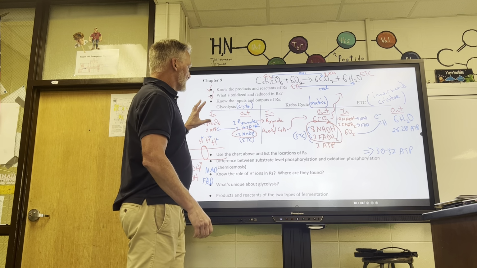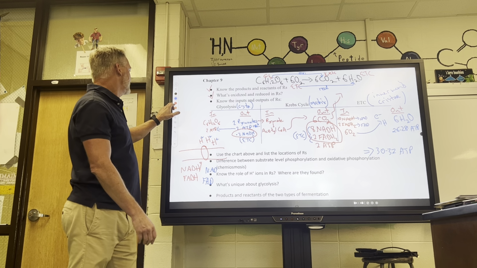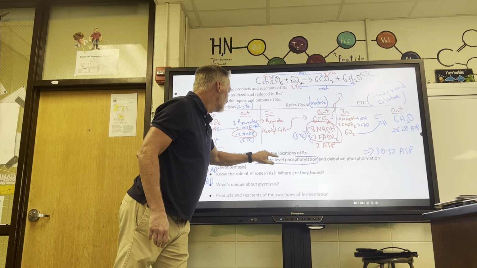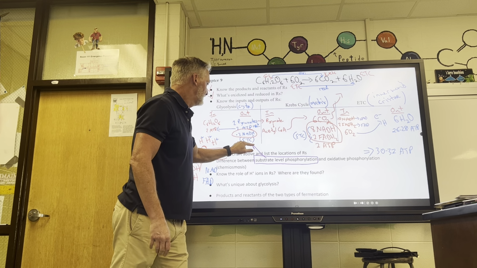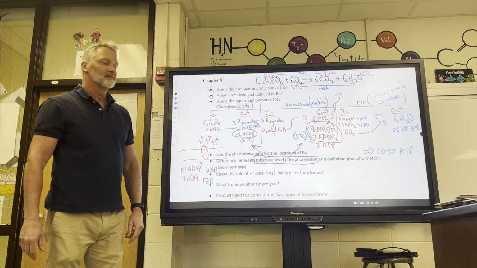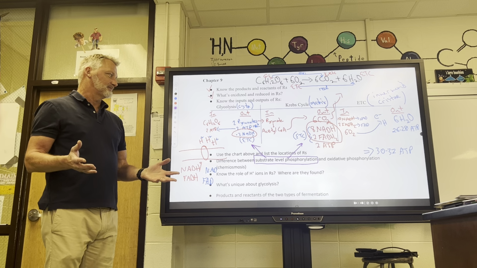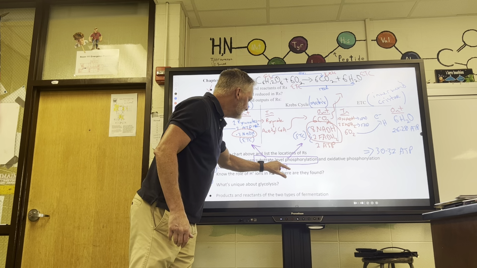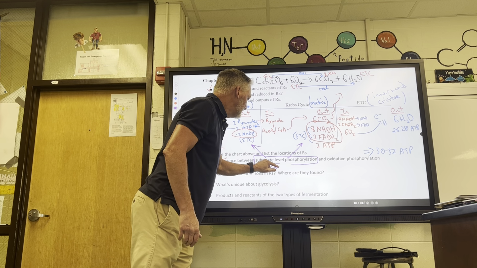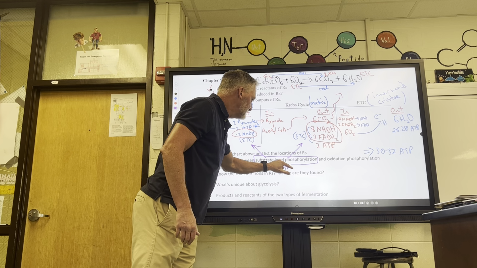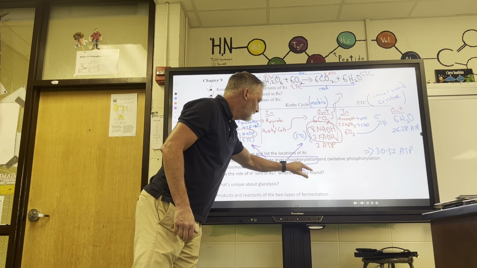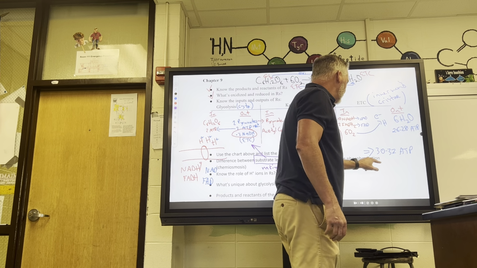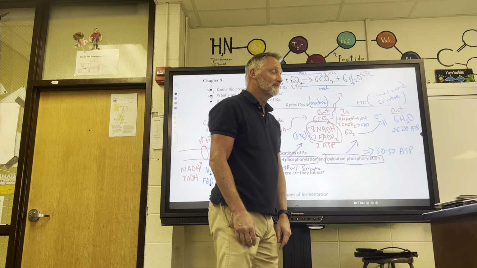Which two processes make ATP using substrate level phosphorylation? Substrate level phosphorylation is making ATP with an enzyme. Oxidative phosphorylation is the ETC.